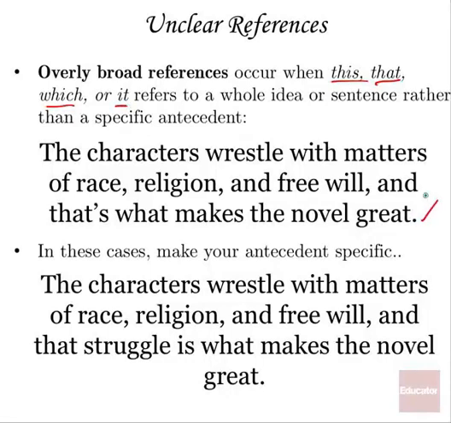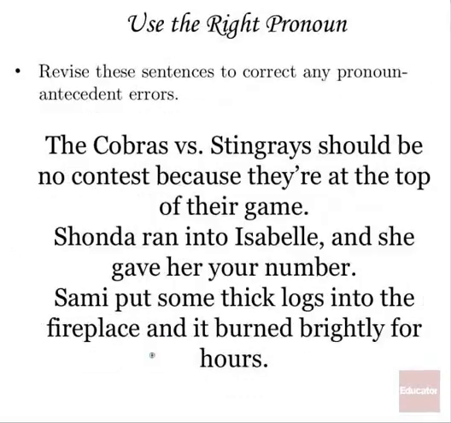It kind of makes your head go fuzzy. They do this, they do that, and all of this makes it great. That's kind of confusing. So, in these cases, make your antecedent specific. The characters wrestle with matters of race, religion, and free will, and that struggle is what makes the novel great. Now you've nailed down what makes the novel great to a very short phrase, that struggle. It's clearer, people understand it, and they'll go on reading your writing without blinking at you.